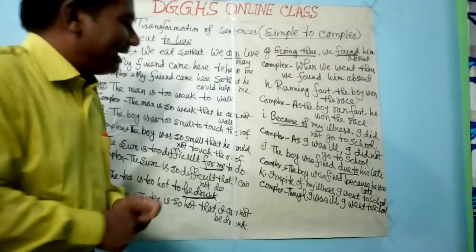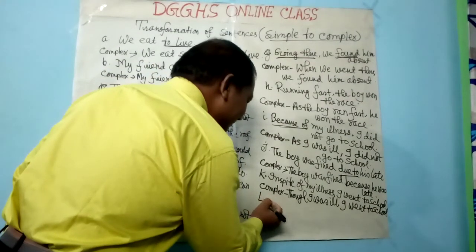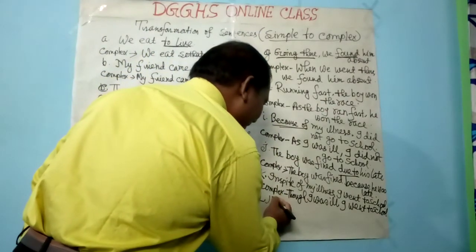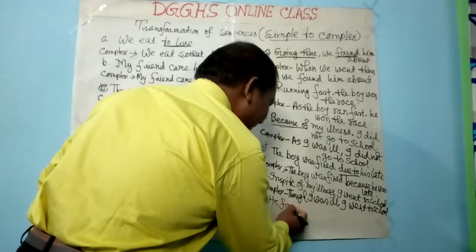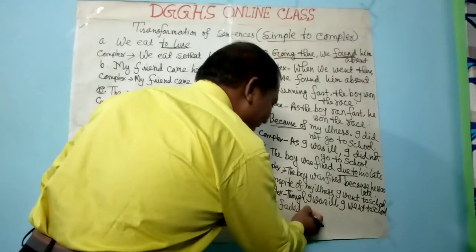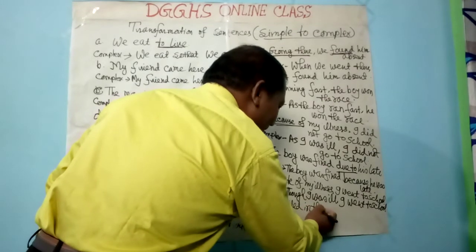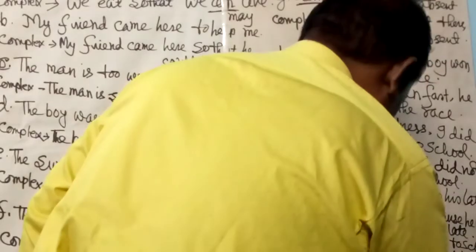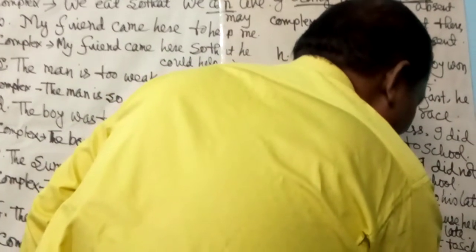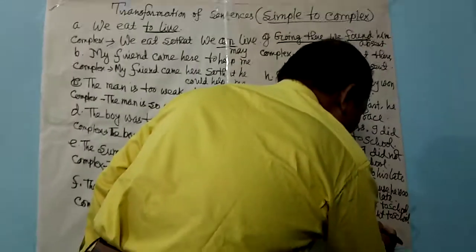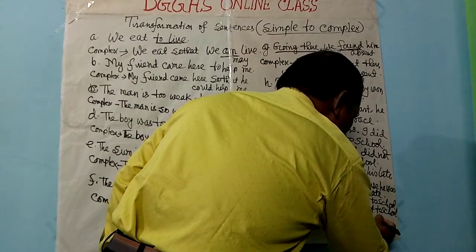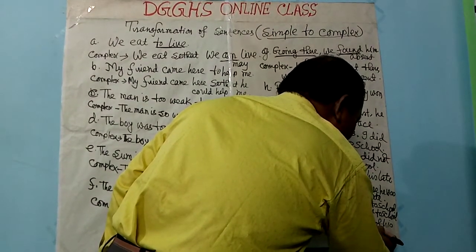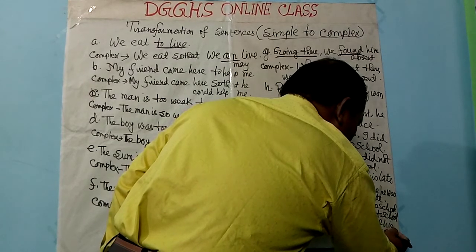You see, then he failed. He failed in the exam. He failed in the exam in spite of his good preparation. Good preparation.